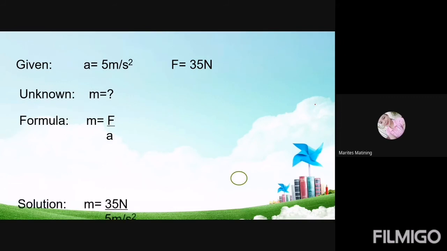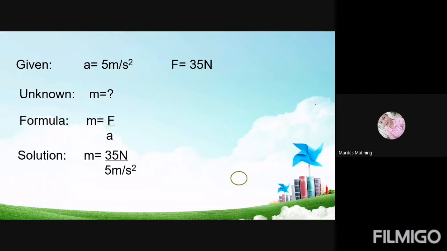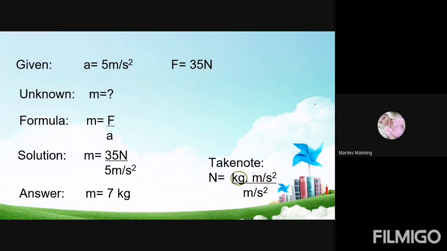Then let's substitute. Okay, so that will be 35 Newton divided by 5 meter per second squared. Then, Isaiah, what will be the answer? Ayan, bumalik na si Nicole. Go, Nicole. What will be the answer, Nicole? Ma'am, 7 kilogram po. Very good, Nicole. Bakit kilogram yung unit niya? Take note again. Cancel natin yung meter per second squared. Ano yung natira? Kilogram.